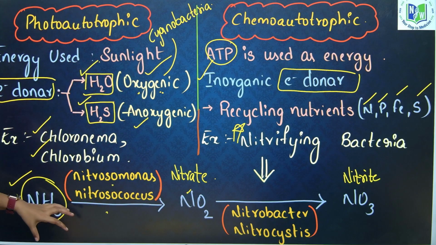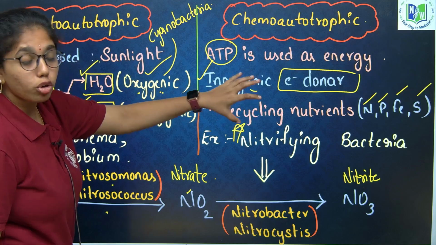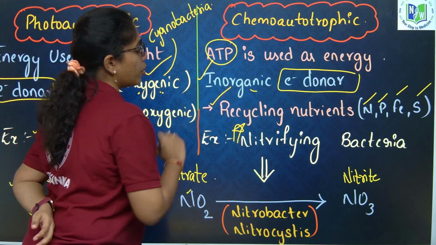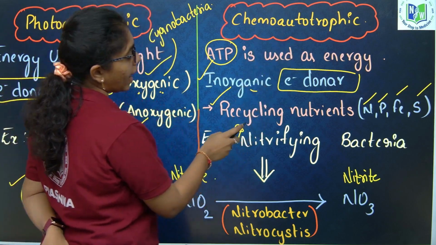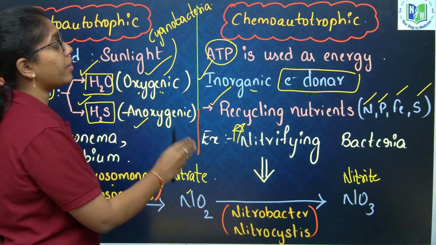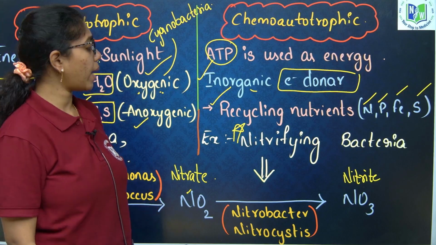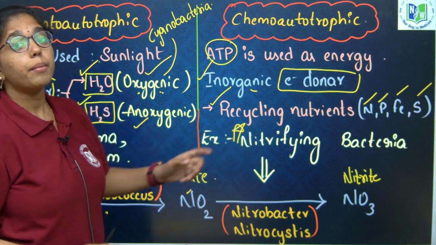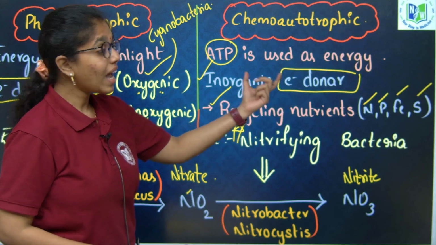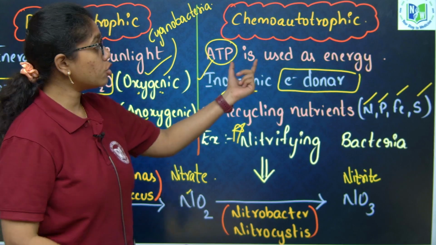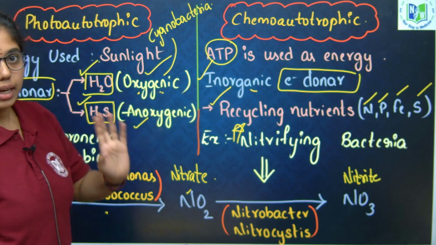So as they are using the inorganic molecules, they play a very crucial role in recycling the nutrients. Very important question asked multiple times: which bacteria are helpful in recycling the nutrients? Then your answer should be chemoautotrophic bacteria. Why? Because they are taking inorganic molecules as electron donor and ATP from them is utilized as energy to conduct the process of photosynthesis. Clear, beta?